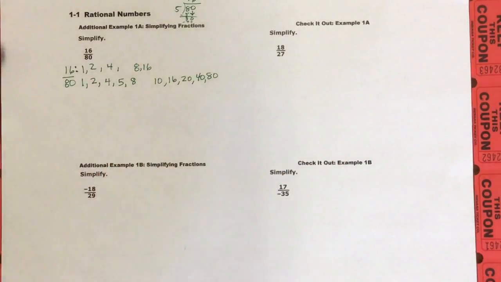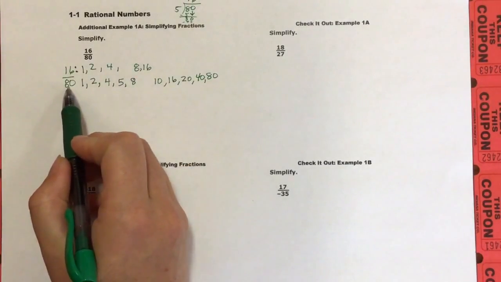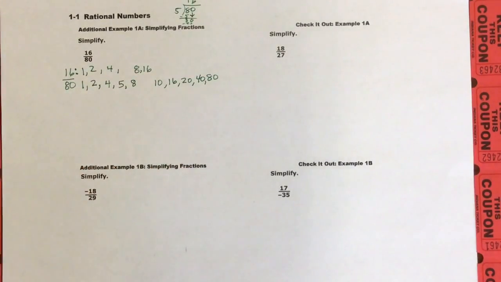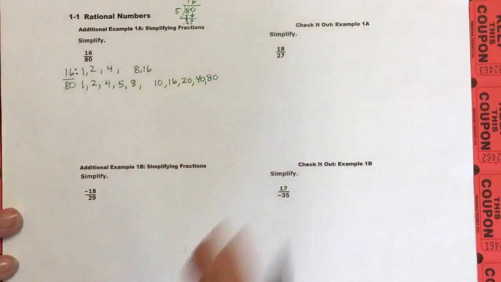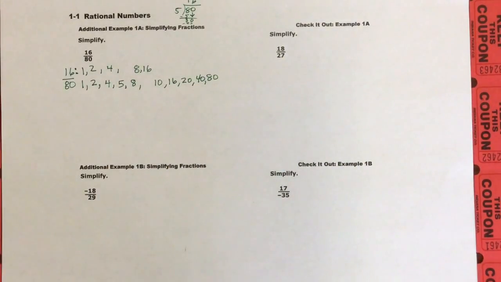Okay, the only other number in between those is 9. And I know that 80 is not divisible by 9 because if I add up the digits, 8 plus 0, it's 8. And 8 is not divisible by 9. So that means that it's not divisible by 9. So right now, those are all of the factors of 80. Oh my gosh, that's a lot of factors.